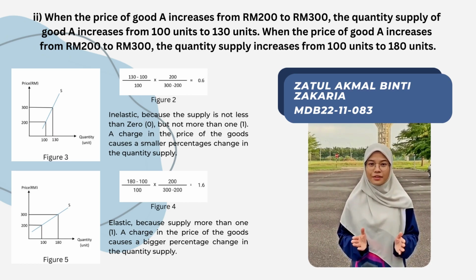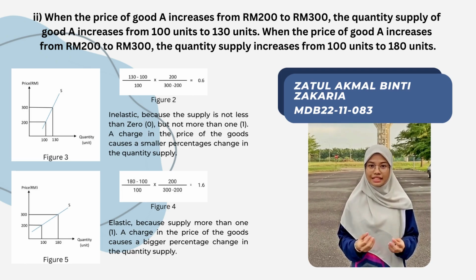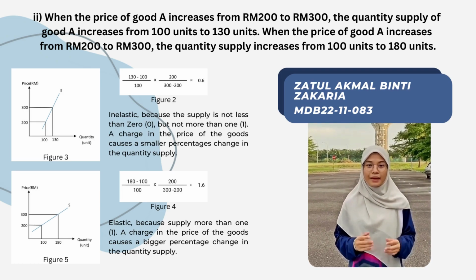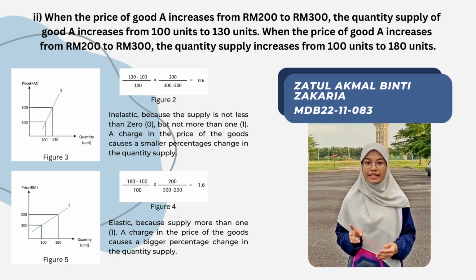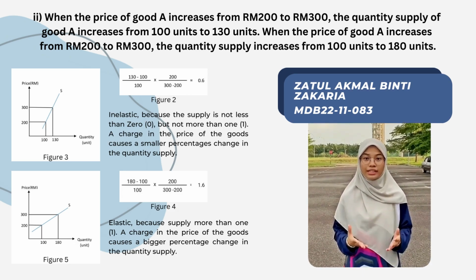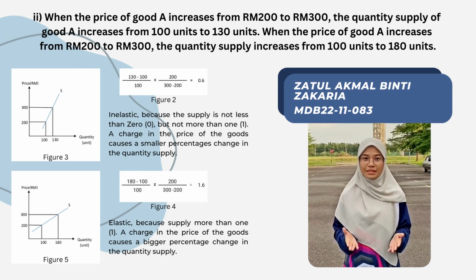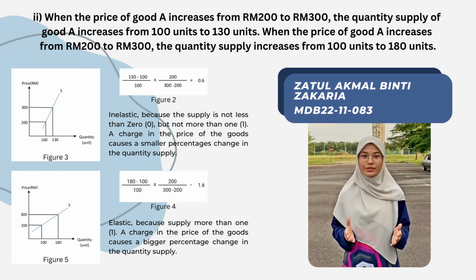The change in the price of the good causes a bigger percentage change in the quantity supply. Based on figure 5, the percentage change in price from 200 ringgit to 300 ringgit is smaller than the percentage change in quantity supply from 100 unit to 180 unit.